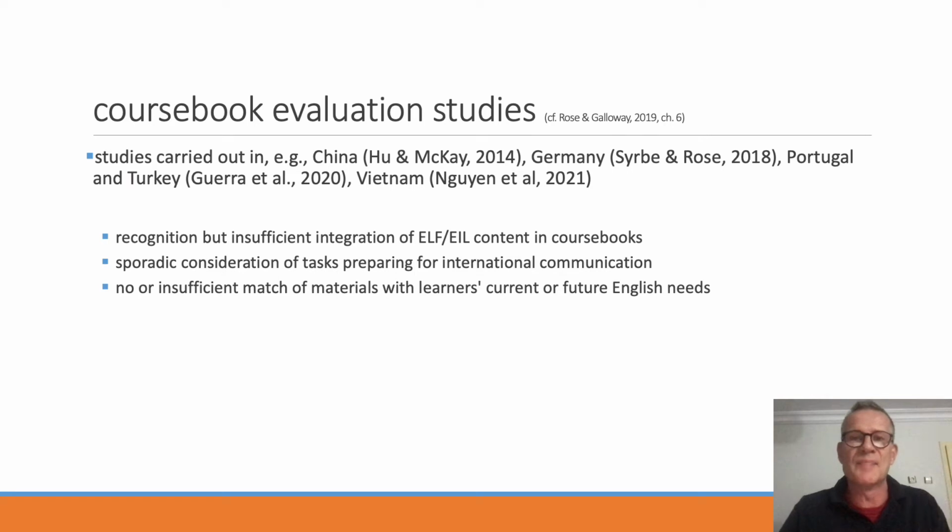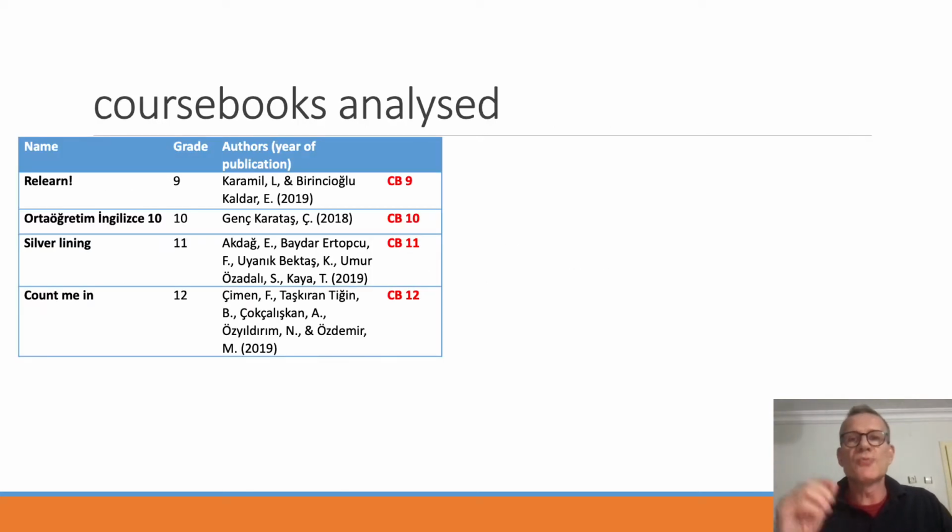So when we now have a quick look at course book evaluation studies, and this is a very, very selective collection of newer studies, we see that course books recognize the importance of ELF, EIL content, but these components are insufficiently integrated. There's sporadic consideration of tasks preparing for international communication, and there's no or insufficient match of materials with the learner's needs. This brings me to my study, because in my study I was going to find out something similar in 4 local course books used in Turkish high schools.